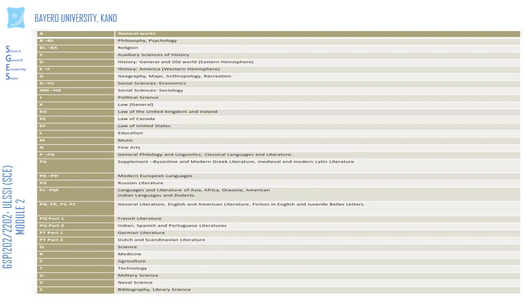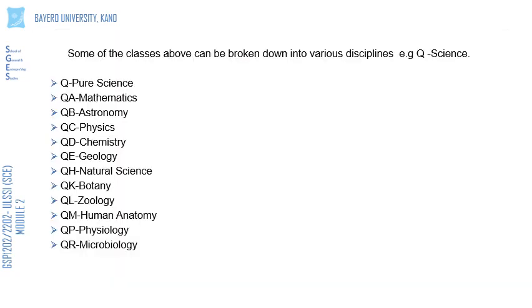We have Q for sciences, R for medicine, S for agriculture, T for technology, U for military science, V for naval science, then Z for bibliography and library science.